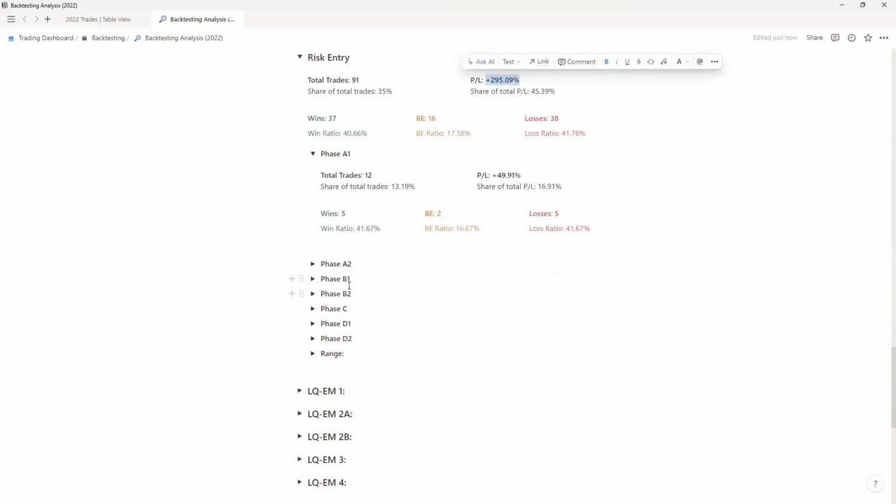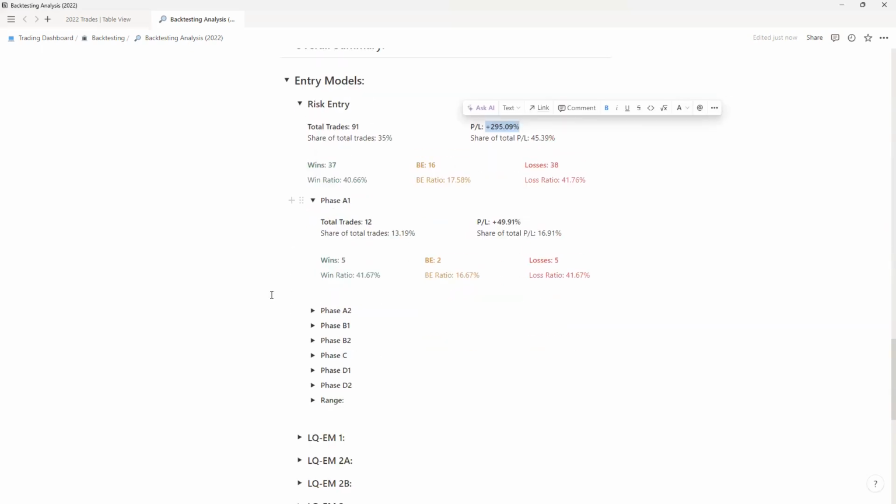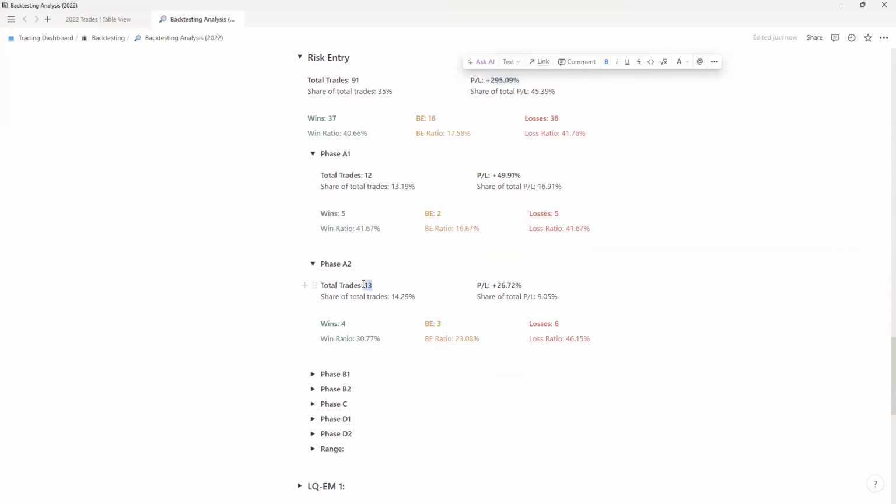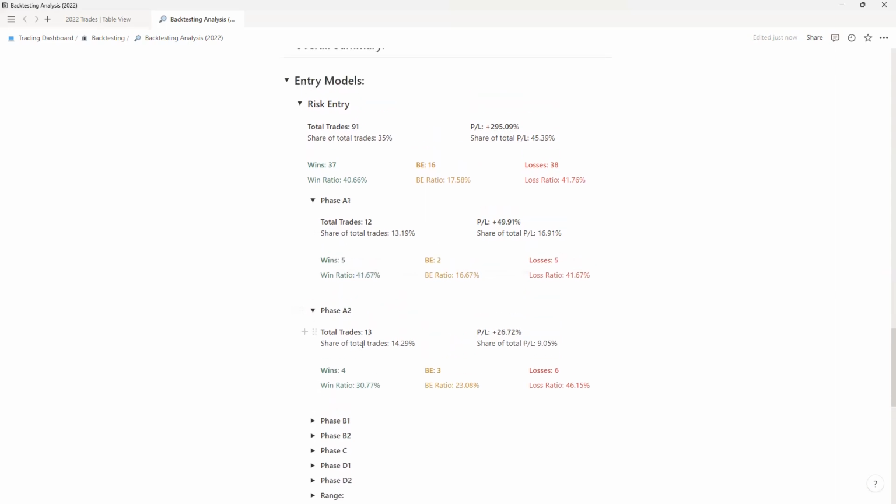But then I began to look at other phases, and as we can see, phase A2, which is where you're again still pro swing and pro internal. This is after you've had that break of structure. We can see we had 13 trades, so 1 more, but only 4 wins, so 1 less win, 3 break evens and 6 losses. So our win rate was actually much lower at 30.77 compared to 41.67. So maybe you look at this and you say, okay, well, I want to improve my win rate on phase A2 risk entries. Now, how can you do that?